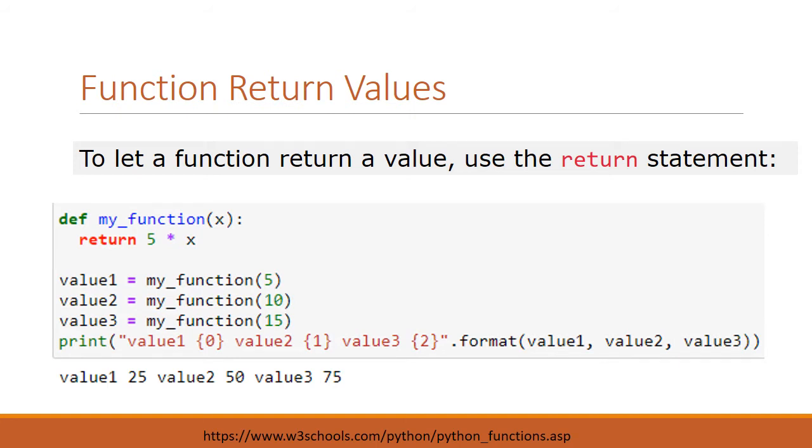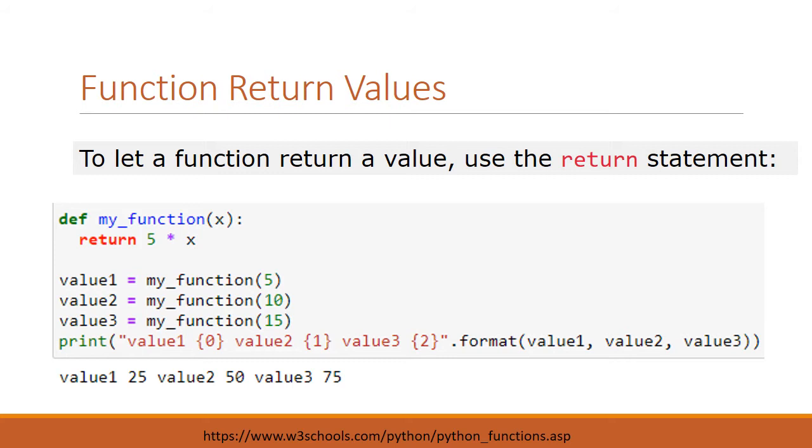Let's consider an example where we've modified my function to return a value. So in our function header, we have def my function, and it has parameter x. Now our function is going to return a value. So it's going to evaluate the expression 5 times x and it's going to return that value to the calling program. That's our function. Again, it's not going to execute until we call it.